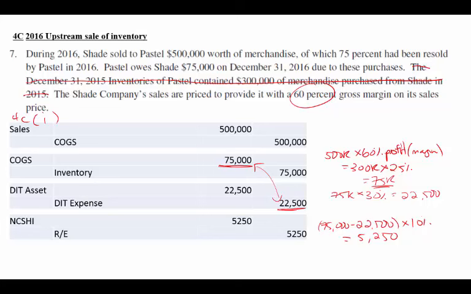Finally, we cannot forget that Pastel owes Shade $75,000 from these purchases. So we have a receivable and payable between parent and sub, and we need to eliminate those because it's a payable or receivable to ourselves. Not part of our original 4 steps for intercompany inventory, but the additional case information tells us that there is a payable and receivable outstanding that we need to eliminate.